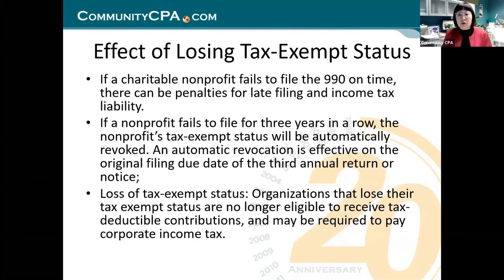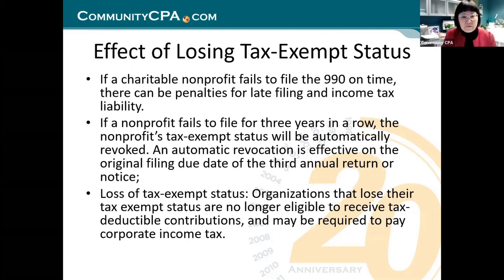So what happens if you just didn't file and you lost your status? If a charitable nonprofit fails to file 990 3 times in a row, you will end up having to start filing taxes as an ordinary organization. So let's say your state organization was actually a C Corp, then you file as a C Corp. And if you elected to be an S Corp, you file as an S Corp. So instead of being exempt from taxes from the IRS standpoint, you lose that. So you're paying taxes on what you are making, okay?